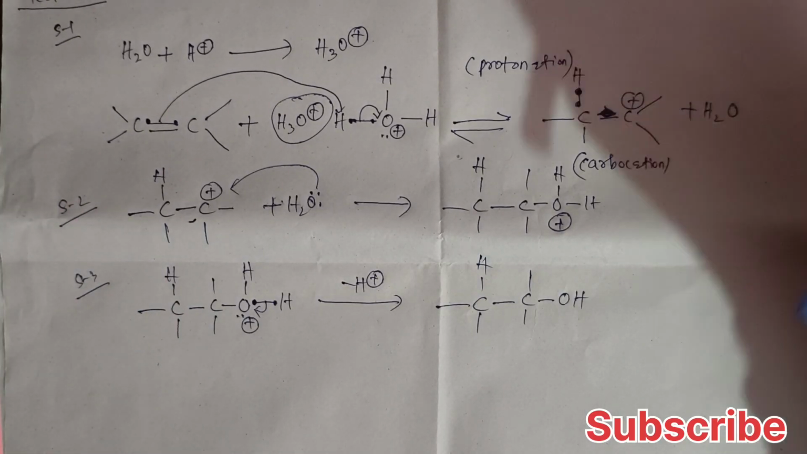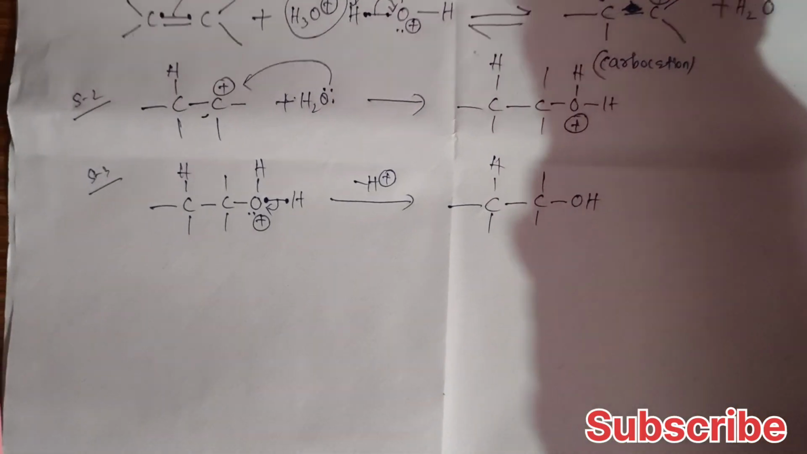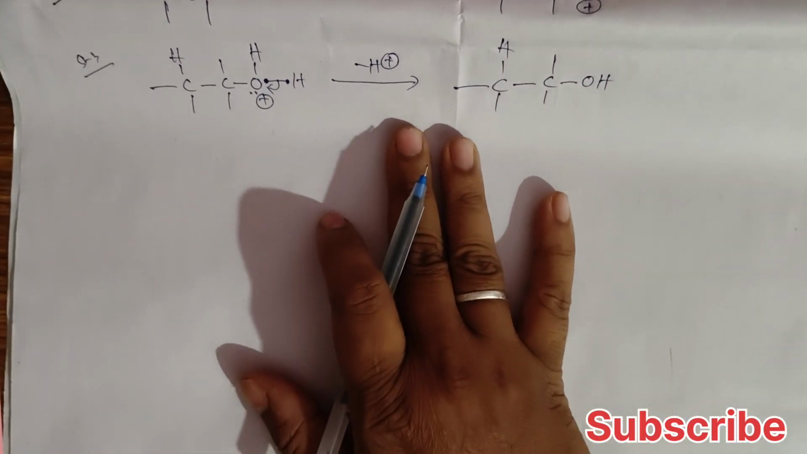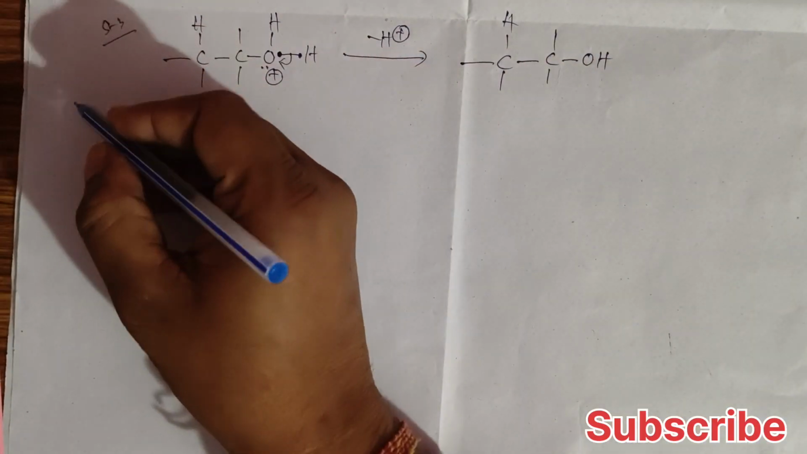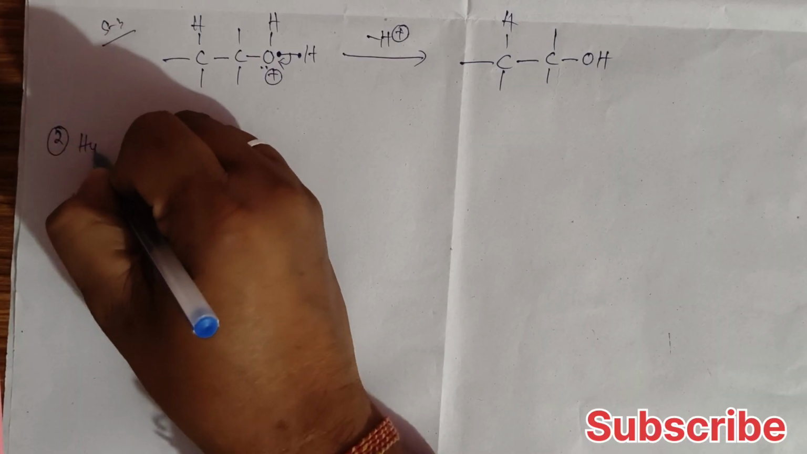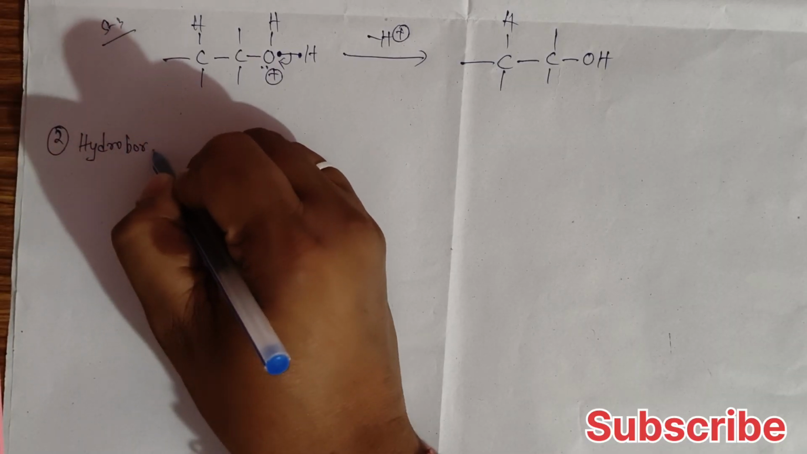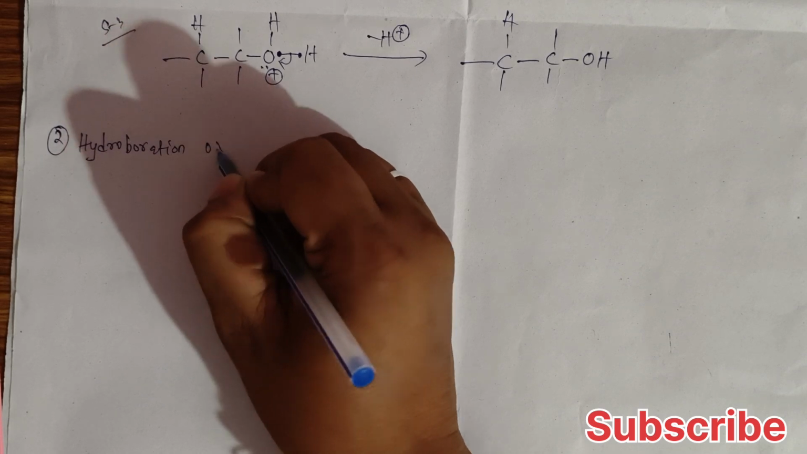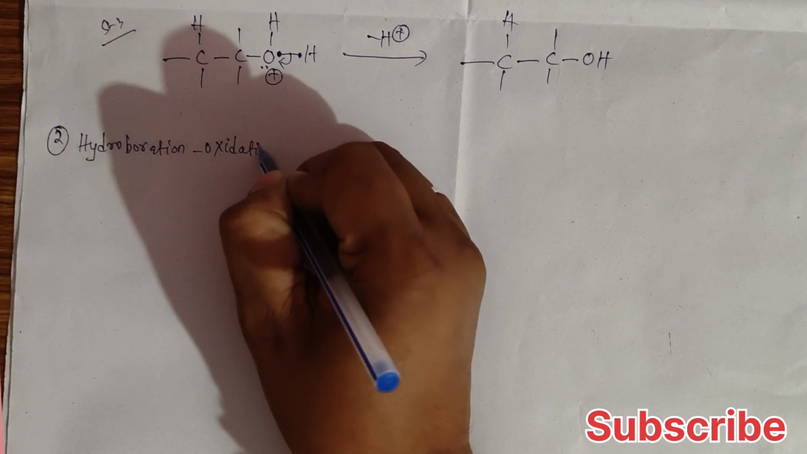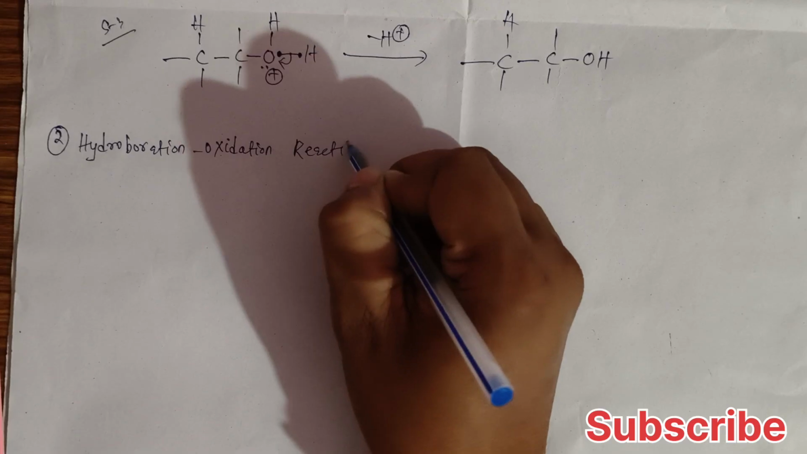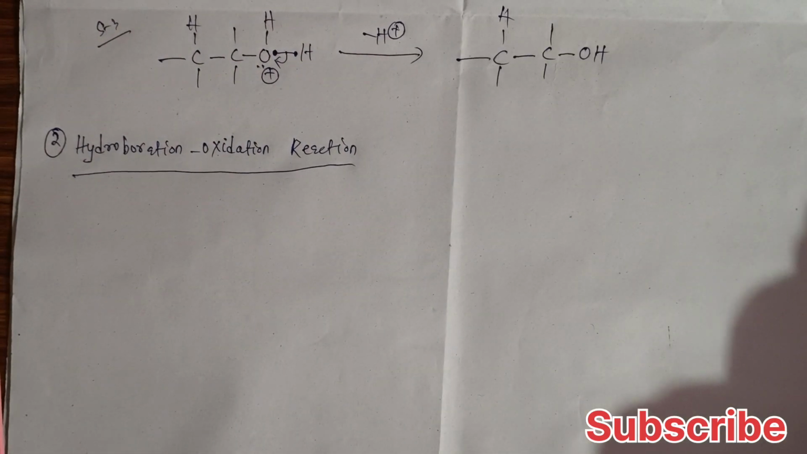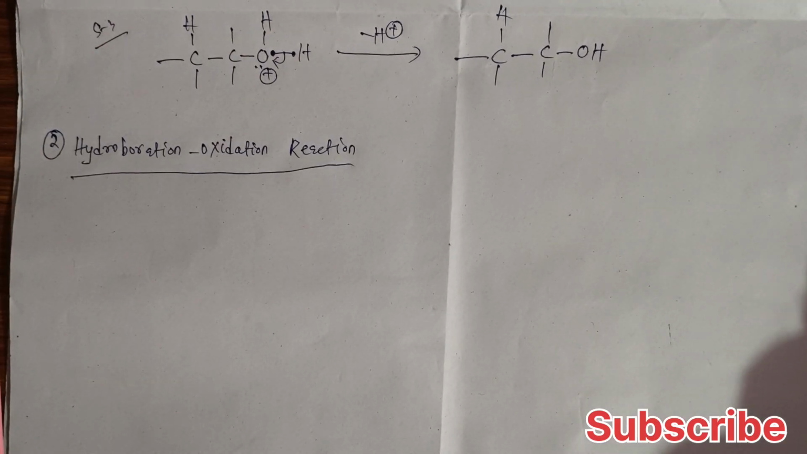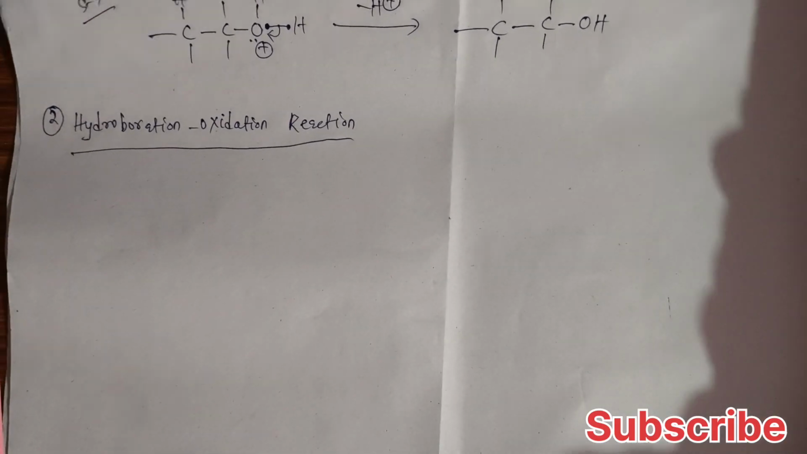Now we will come to what? Hydroboration oxidation. Okay, the second method of preparation is what? Hydroboration oxidation. Very simple. The second method of preparation is the hydroboration oxidation reaction. So what is the hydroboration oxidation reaction? Hydroboration oxidation reaction means what? Let me write here.